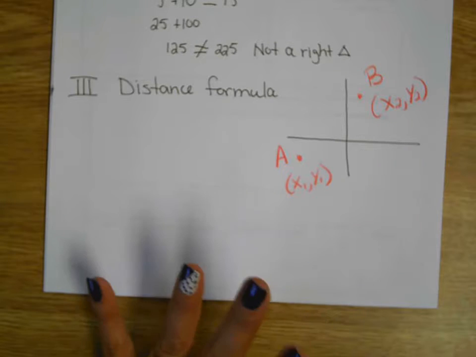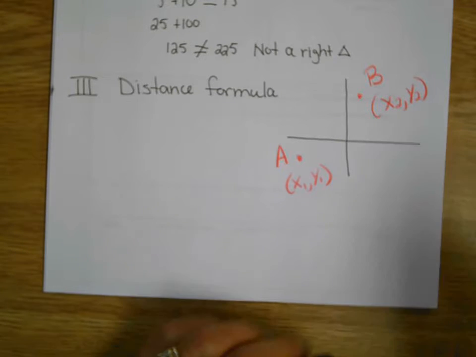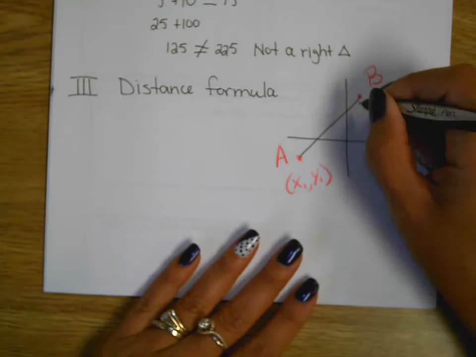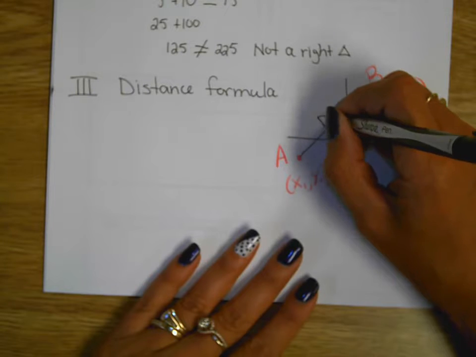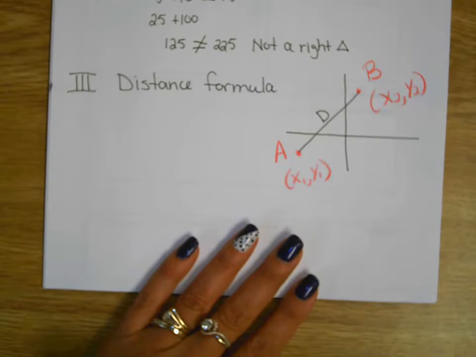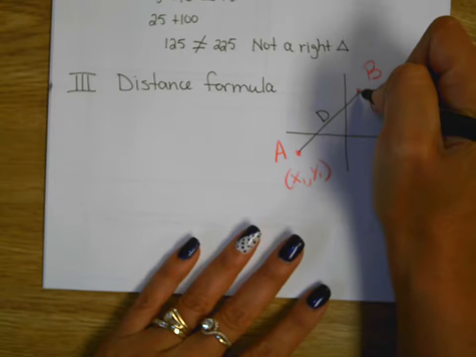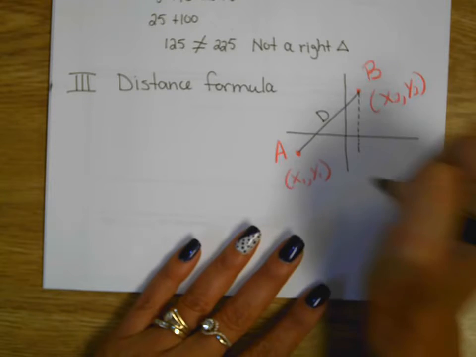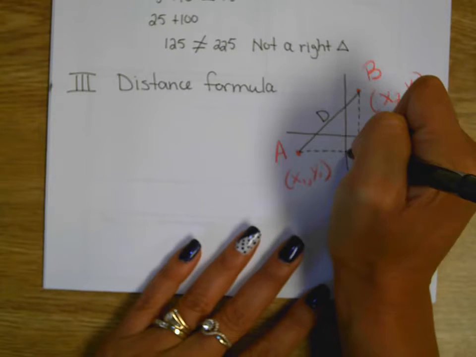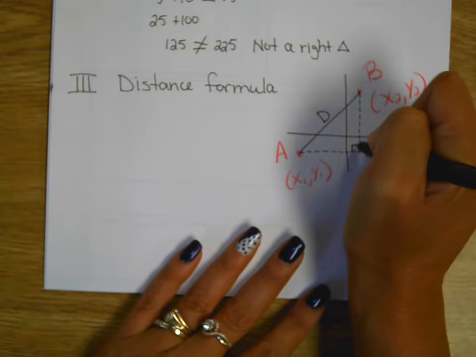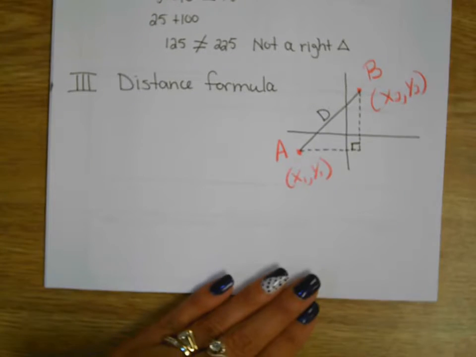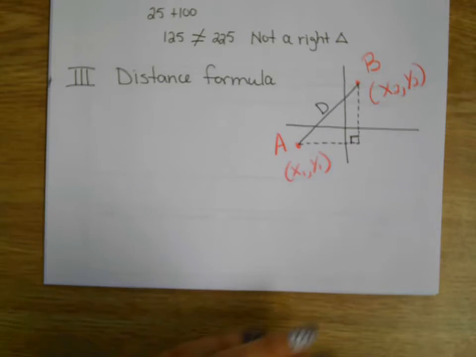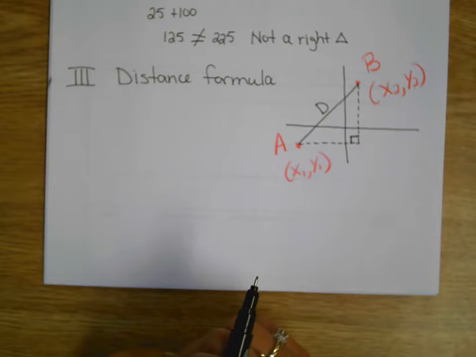You can use good old Pythagoras' theorem to help you get the distance formula, because we are looking for this distance right here. I'll call it D. Now you can make a right triangle out of this by dropping straight down and horizontal, making a nice right angle there. If we know those two dashed lengths, we can set up a distance formula with Pythagorean theorem.